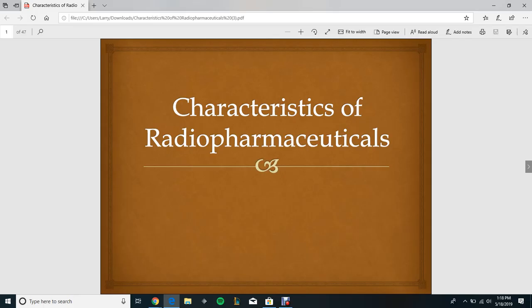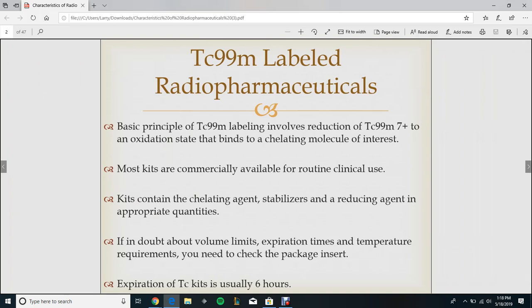Characteristics of radiopharmaceuticals. Technetium-99m labeled radiopharmaceuticals. The basic principle of technetium-99m labeling involves the reduction of technetium-99m 7+ to an oxidation state that binds to a chelating molecule of interest.